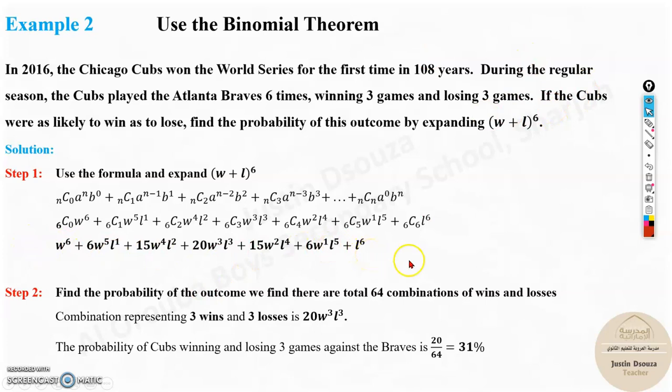That is the total possibilities of winning and losing. That must be divided whenever in probability. Now the desired outcome, we want this one, that is 20 possibilities. Desired outcome divided by total outcome is the probability, that is 31.25% or 31%. So this is how we find it. This is a probability question. It's similar to the one which we have studied in the previous term.